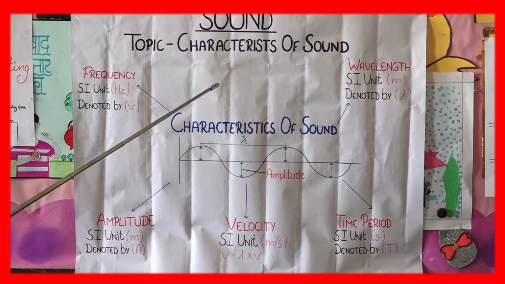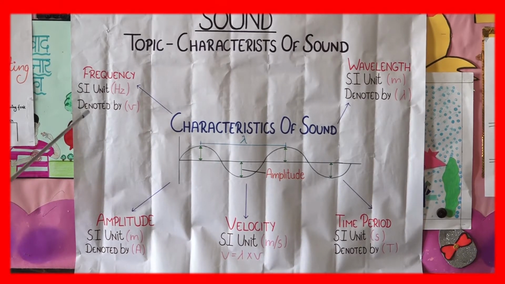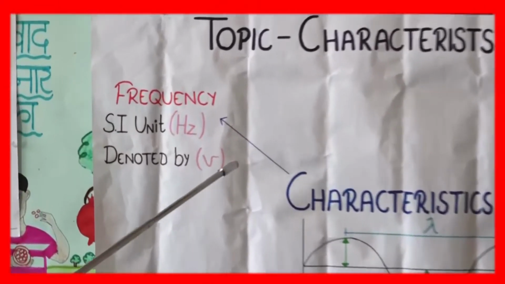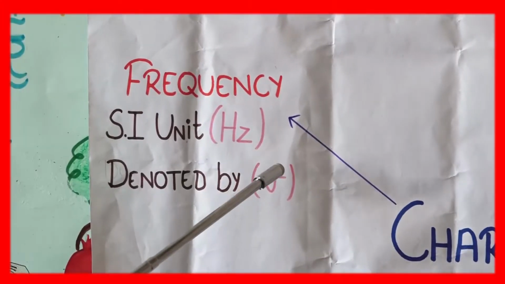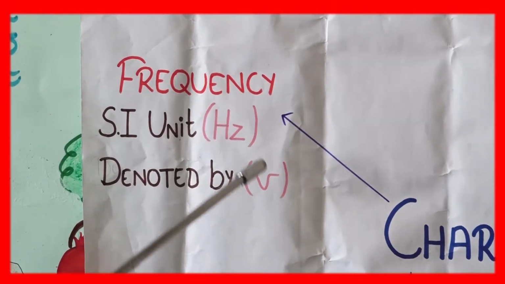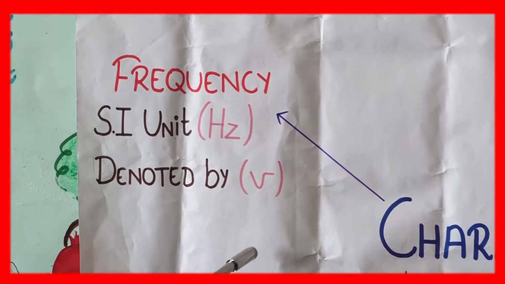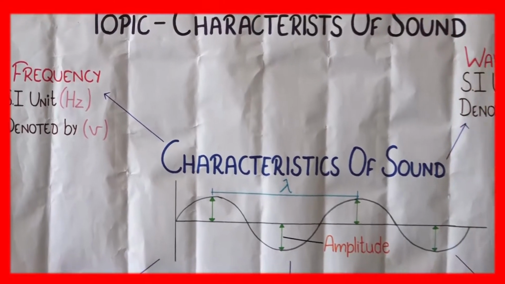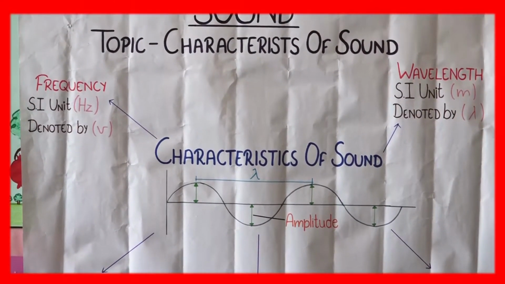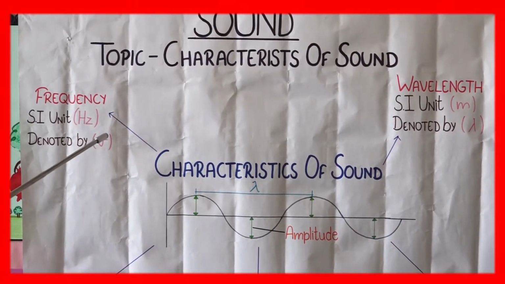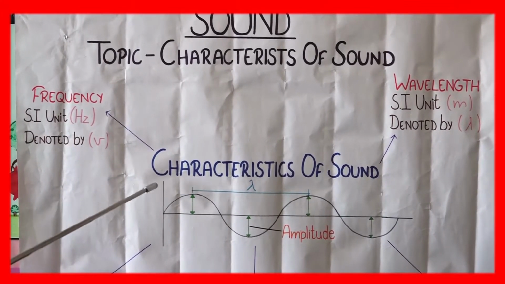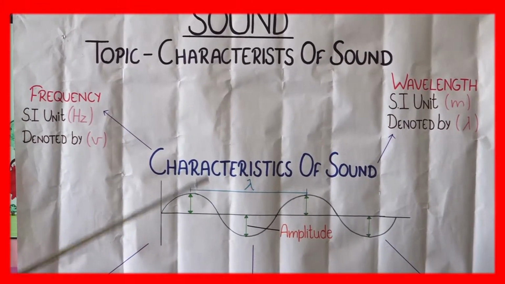Now let us study the characteristics of the sound wave. The first characteristic of sound wave is frequency. The number of oscillations produced per second is called frequency. Its unit is hertz and it is denoted by the letter nu. Frequency tells us how many times an event occurs per unit time. Suppose we are hitting a drum with a stick 10 times in 1 second, then the frequency of the beating drum will be 10 hertz.